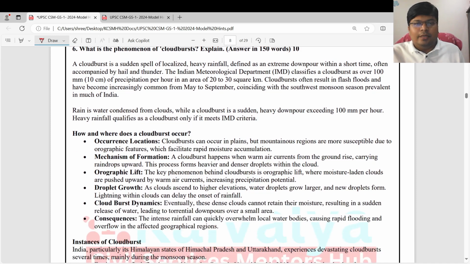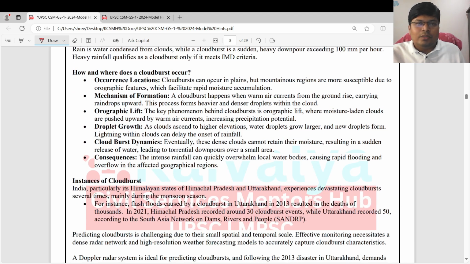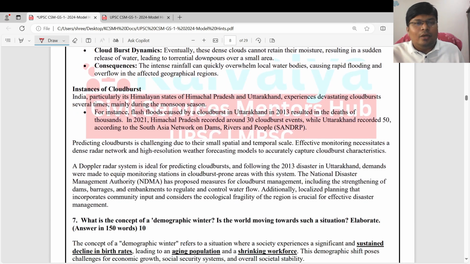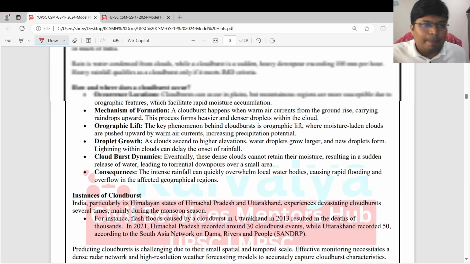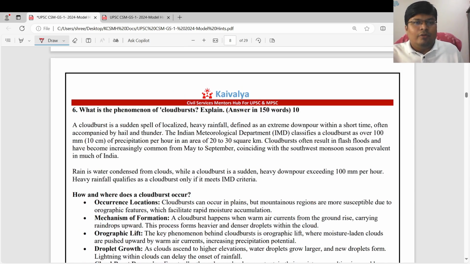Then just the definition of cloudburst, how it is different from rainfall, and how and where cloudburst occurs; the points are few. Then some examples, and in conclusion you can write down some solutions. Okay, Doppler radar system, NDMA proposed some measures. Though it is not a disaster management question, in conclusion you can include this dimension. So that was related to the phenomenon of cloudburst. It was a straightforward question, and doable if you have prepared previous year question papers thoroughly.